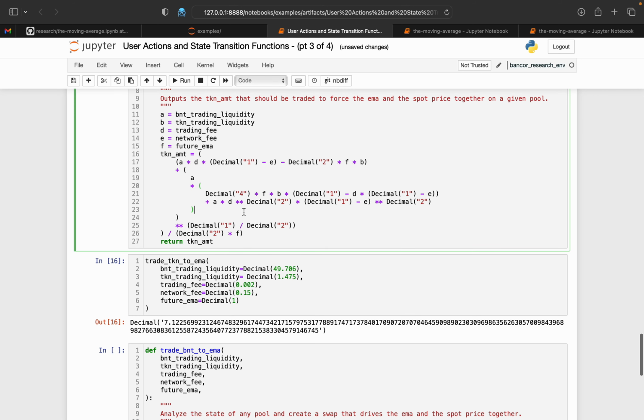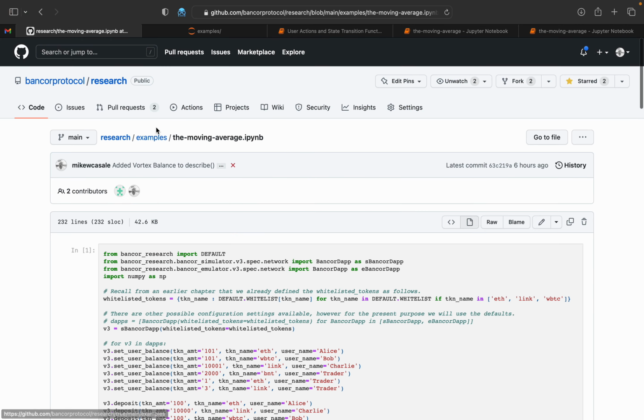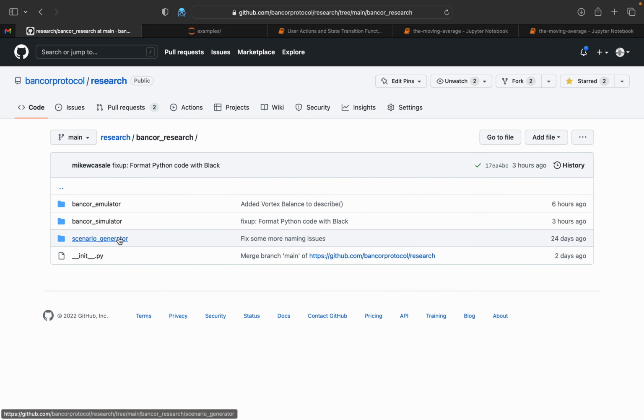If you call this function, you can get back the value that you need to perform this attack, right? So how much do you need to trade in order to adjust the EMA to a certain amount? And I'm just going to briefly show you where this can be found in the code base.